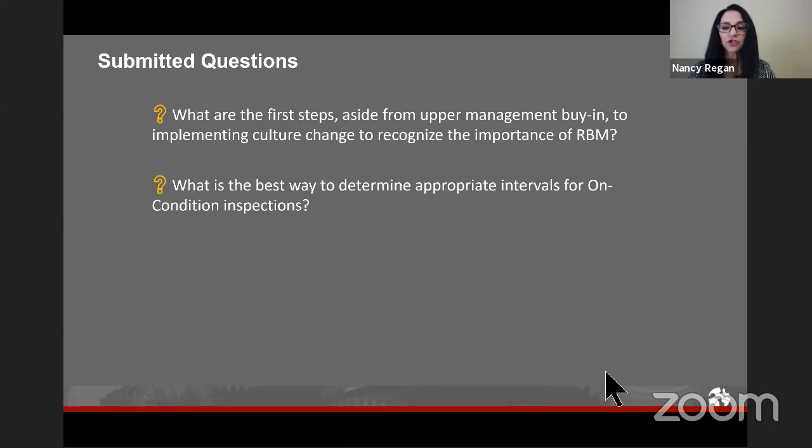What's the best way to determine the appropriate intervals on condition inspections? So we answered that question, right? We talked about asking your equipment experts, but now let's say you are going to do sophisticated monitoring, which I don't want you to leave and think that I don't like technology, because that's not the case. I wouldn't want to live without it. It just needs to be implemented properly.